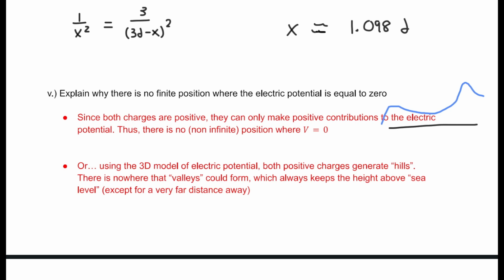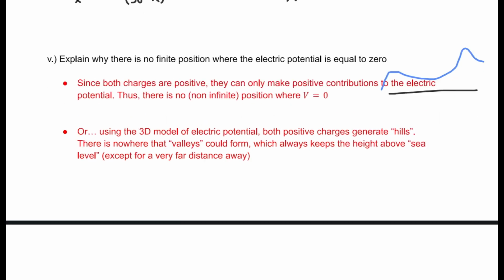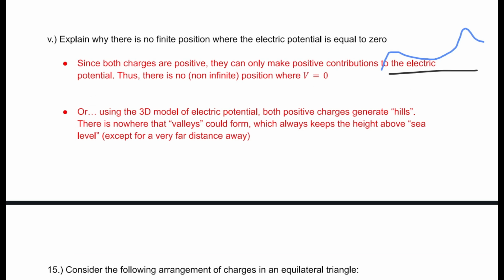Since both charges are positive, they can only make positive contributions to the electric potential, so you're only adding positives together. It does go to 0 very, very far away when it decays, but we wanted finite positions. And as I did here, using the 3D model, both charges make hills, so you can't get any valleys if you have hills only. So again, my black line here represents the 0. You can only get a 0 if one of your charges was negative, creating a valley.